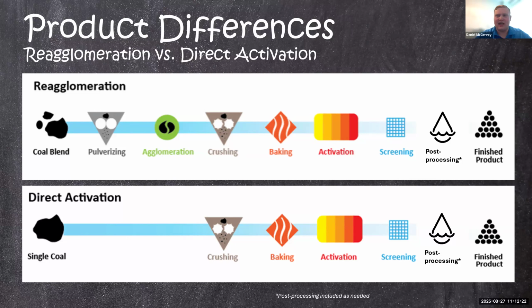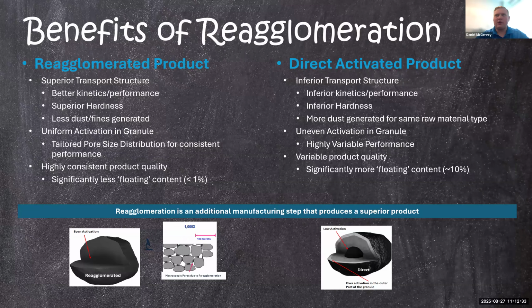So if there are differences in the starting material in terms of impurities, ash, things along those lines, you won't see those as much when going through the reagglomeration process. And there are some other really good benefits of reagglomeration as well. So we do see better transport structure overall, giving better kinetics and performance, better hardness. There's less dust or fines generated in the reagglomerated products. While direct activated products have an inferior transport structure where we don't see as good of kinetics and performance, worse hardness, and a lot of times there's more dust generated from using that same raw material type.